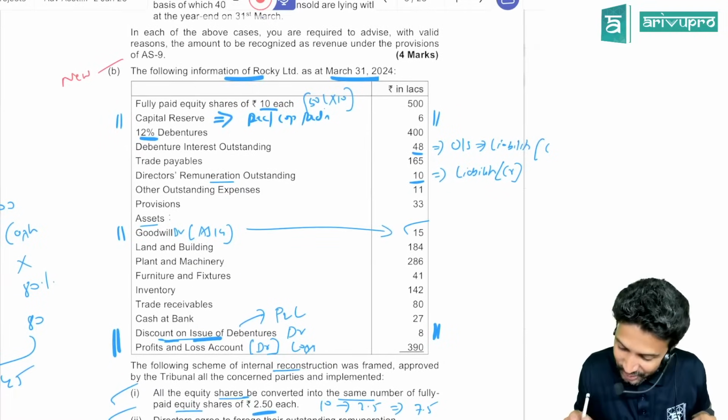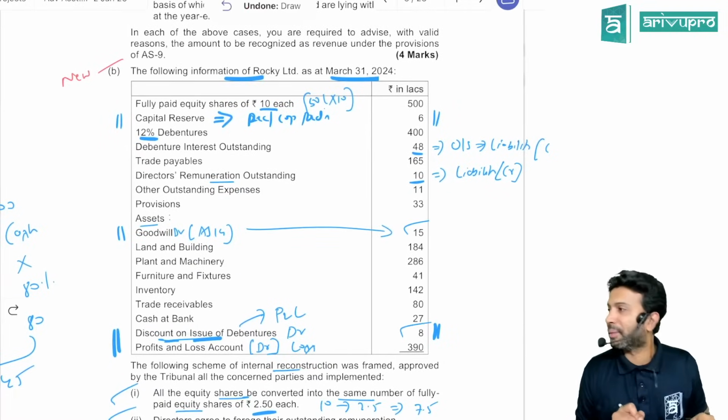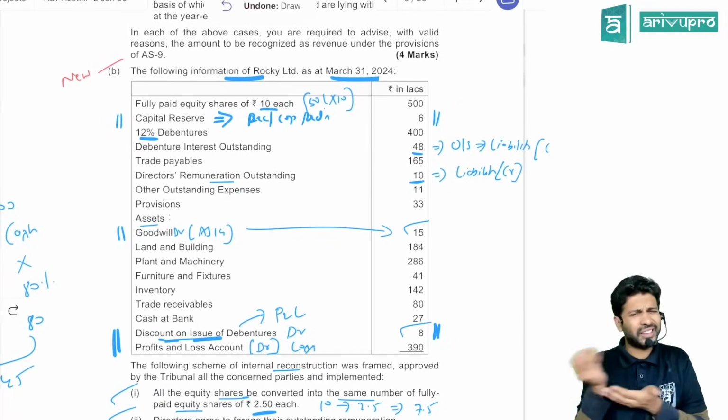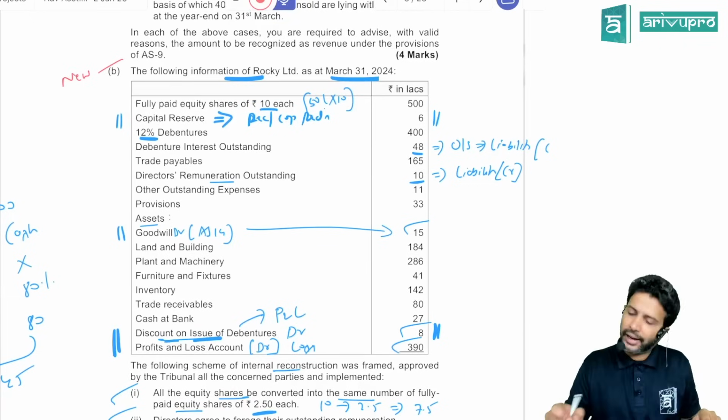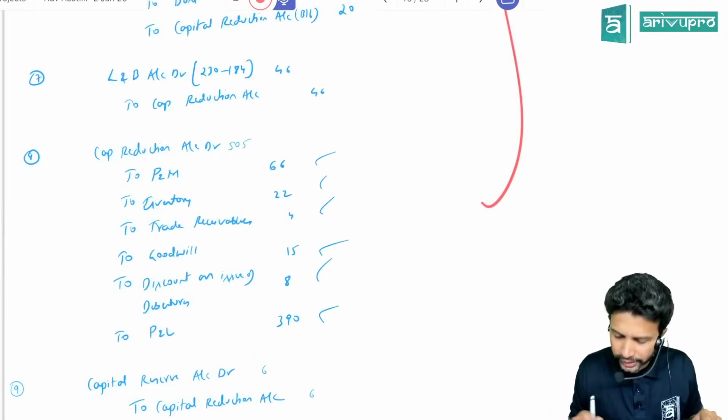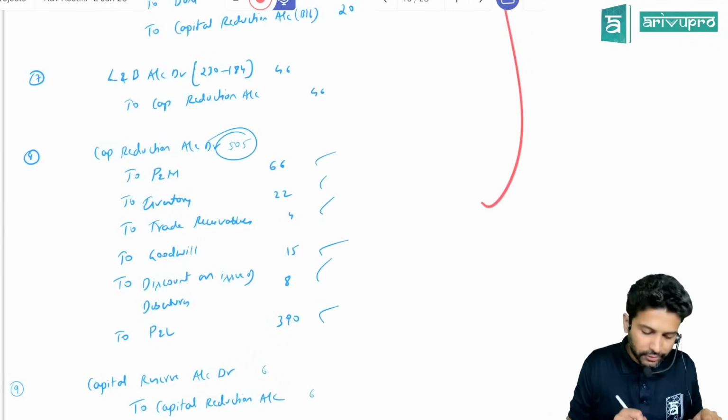Okay, this we wrote off. This we wrote off. How about the P&L debit balance? Should we write it off? Yeah, whether the question mentions it or not, we still need to write it off. How much is that? 390. So this also we need to write off. Done, people. So if you do this, you'll get 505.